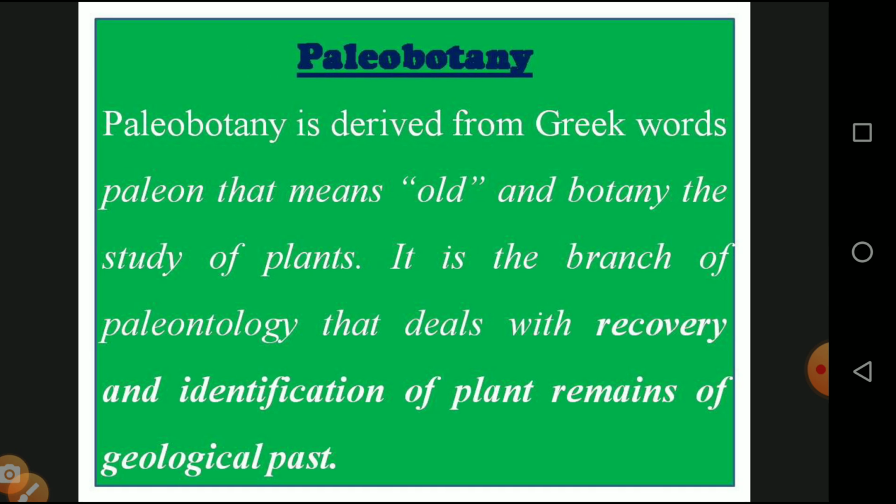Then paleobotany. Paleobotany is derived from the Greek words palaios, meaning old, and botany, meaning the study of plants. We know this very well. It is a branch of paleontology that deals with the recovery and identification of plant remains from the geological past. It is evidence of which plants were available in the past, millions or hundreds of years ago. Even now, due to global warming and environmental changes, certain valuable plants are being eliminated from the world. All these things we study by means of paleobotany.